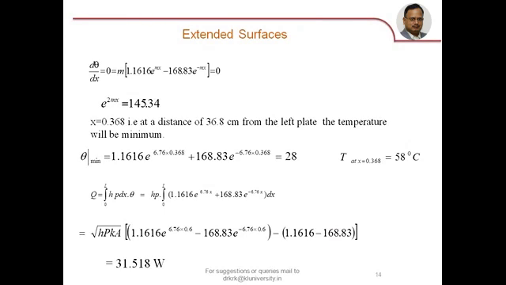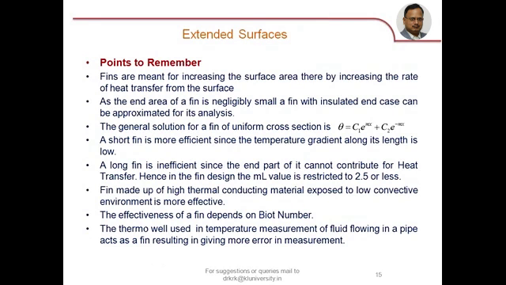In most practical cases, no single fin will be there; there will be more than one fin, where the area-wise efficiency and effectiveness of the overall arrangement plays an important role rather than a single individual fin. Now let us quickly have a look at what we have covered and what we have to remember as far as these extended surfaces are concerned.